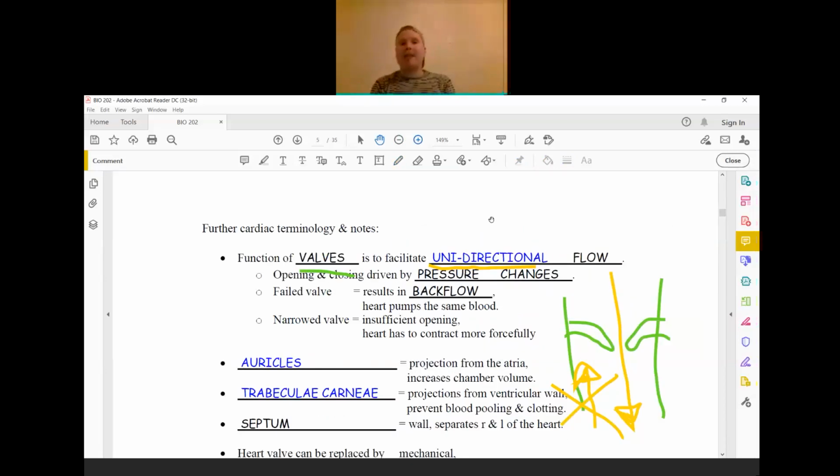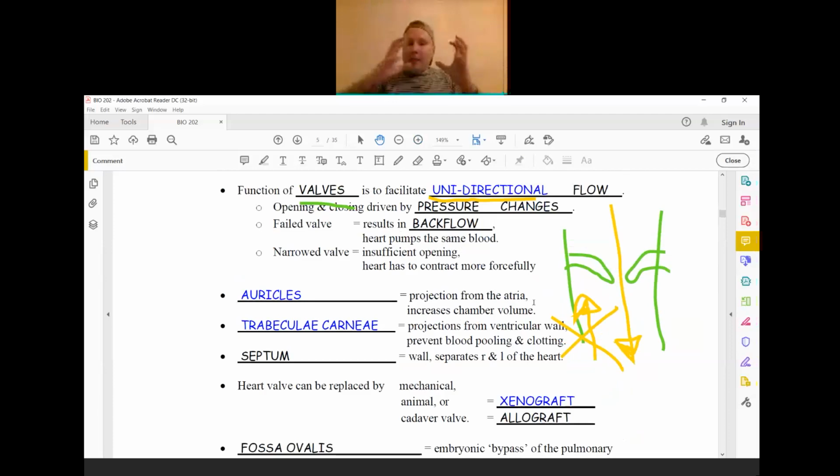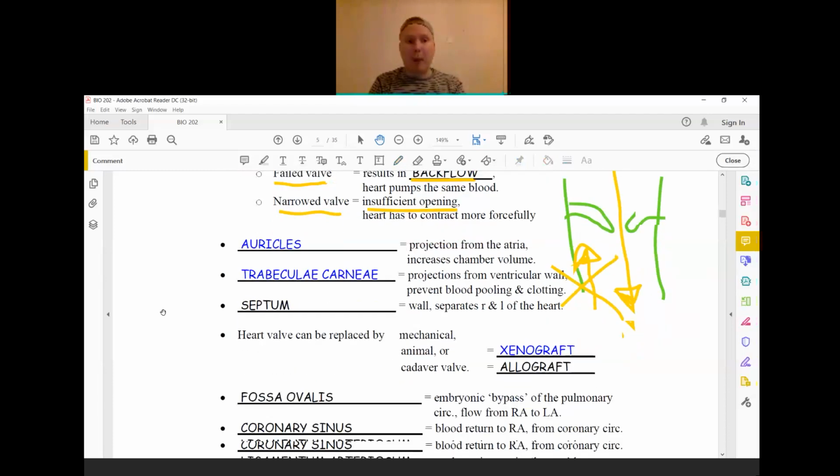And it is the pressure changes that either open or close the valves. So as the chamber contracts, the pressure grows, and eventually this pressure is enough for the valve to open. If we have a valve that has some problems, we can have a valve that is not correctly closing, so we're going to have backflow. Blood flows back where it shouldn't. In this case, we just end up moving this blood back and forth. It's not very good. The other option is that we have a narrowed valve, so there is insufficient opening. The valve doesn't open enough for all of the blood to flow easily through it, and as a result, the heart has to now contract even more forcefully, and that's a problem as well.